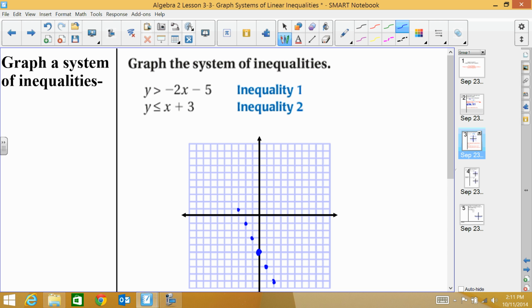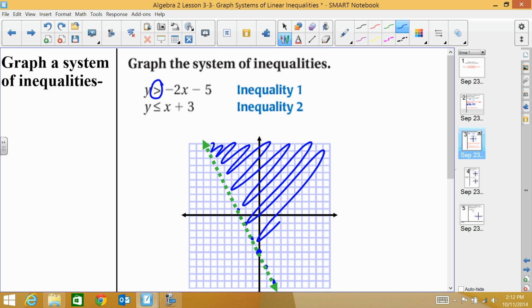When I'm graphing inequalities, there are two things I need to remember. My symbol tells me two things. It says greater than, so is my line going to be dotted or solid? Because it does not have the equal to underneath, I know this is going to be a dotted line. So here's my dotted line. Because it says greater than, I'm going to shade above the line. I forgot to change my colors. So I'm going to shade above the line because it says greater than.